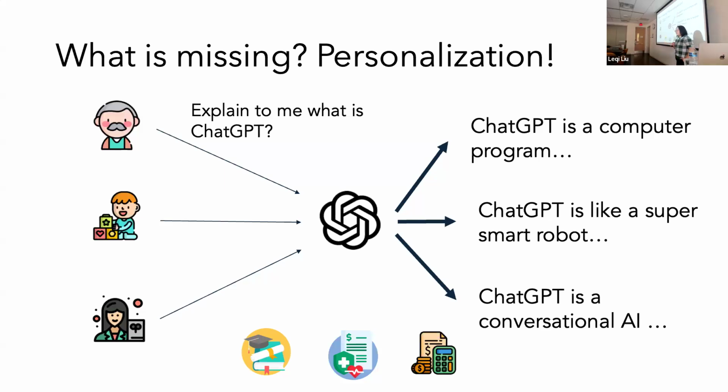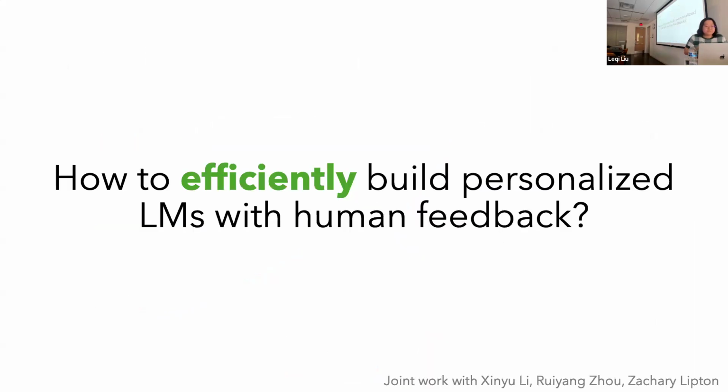Like, for example, healthcare. If we're trying to build a chatbot system to answer people's queries about things, it would be better to understand what communication style the different users prefer. So now the question becomes, how do we efficiently build personalized language models with human feedback, with just preference data?